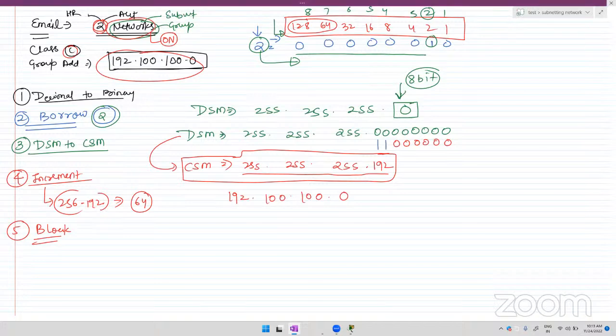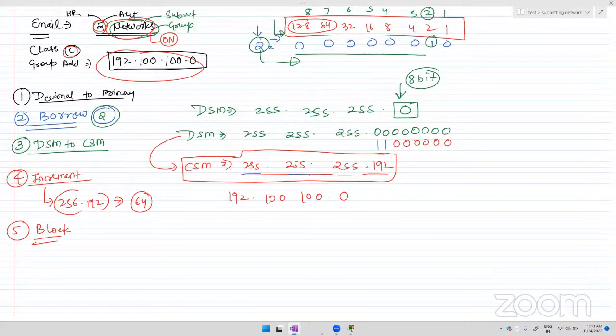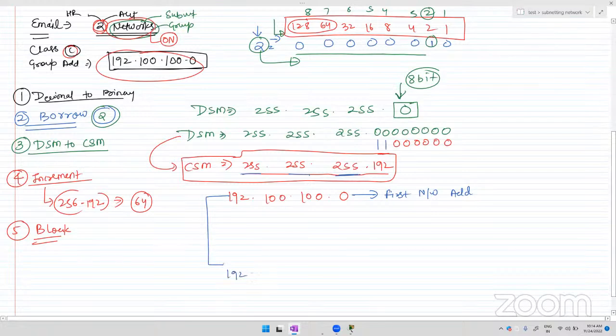192.100.100.0. So verify in your subnet mask how many octets are full. First, second, third. So these 3 octet values are always fixed. Basically, if you get a 0 for the first time in the 4th number, this is your first network address. And then 192.100.100, the 3 octets stay as they are.